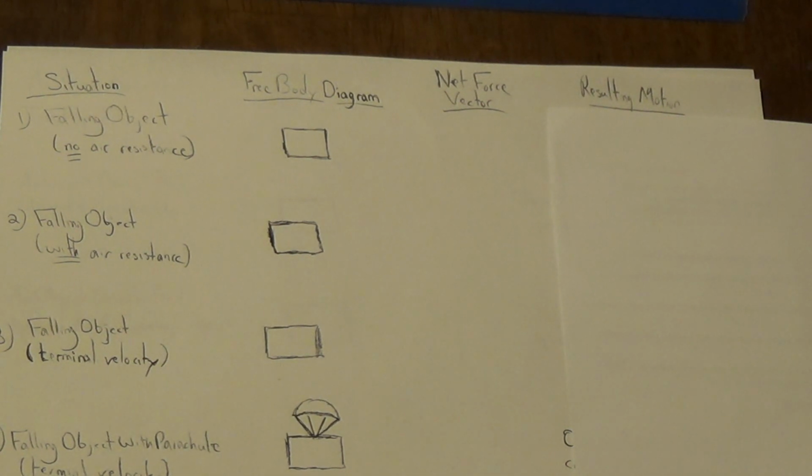Alright folks, today we're going to be working a little bit with free body diagrams. Free body diagrams are ways to draw all the forces acting on an object so that you can use these forces to determine what's going to happen to the motion of the object.